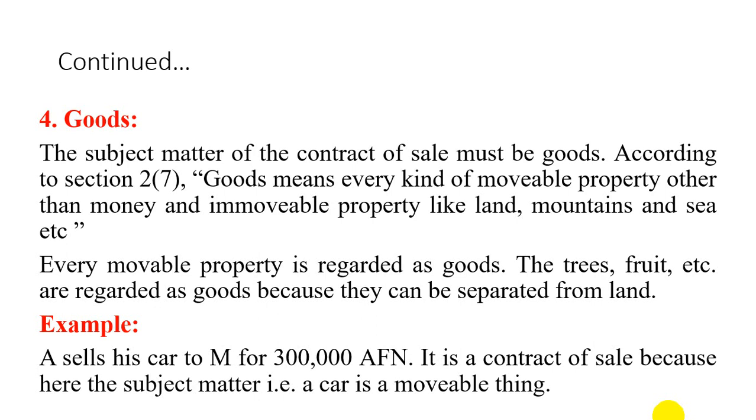So you may ask how land is going to be moved. Actually, we can have a price for that. So in general, every movable property is regarded as goods. The trees and fruit are regarded as goods because they can be separated from land. See the example. A sells his car to M for 3 lakh. It's a contract of sale because here the subject matter, the car, is a movable thing. We can move its ownership from one person to another.